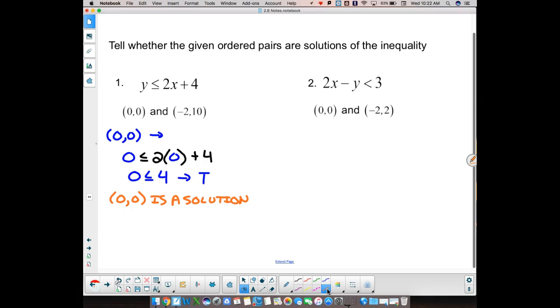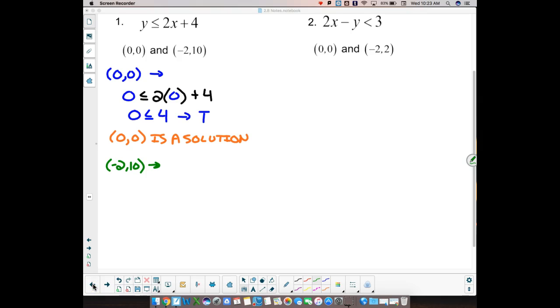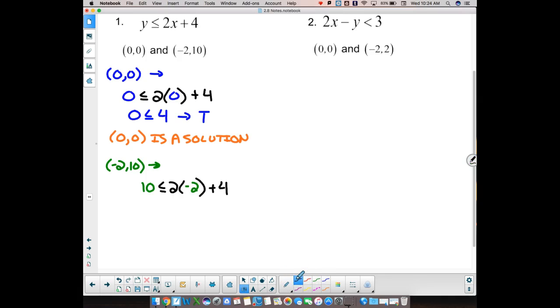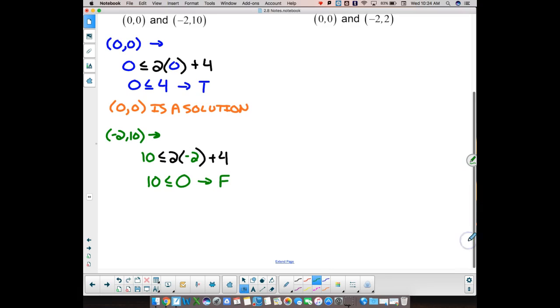What I'd like you to do now is test -2, 10. Plugging in -2, 10 gives me 10 is less than or equal to 2 times -2, plus 4. 2 times -2 is -4, and -4 plus 4 is 0. So I get 10 is less than or equal to 0, and that is a false statement. So -2, 10 is not a solution.